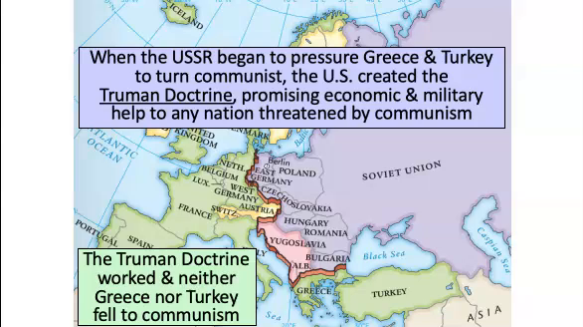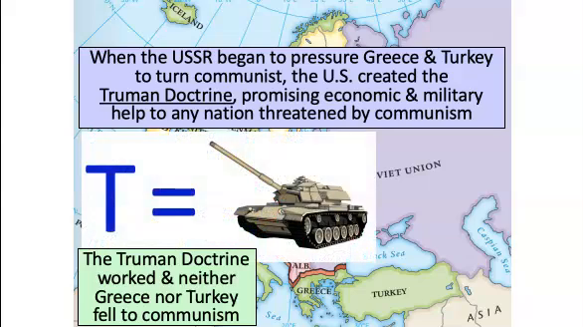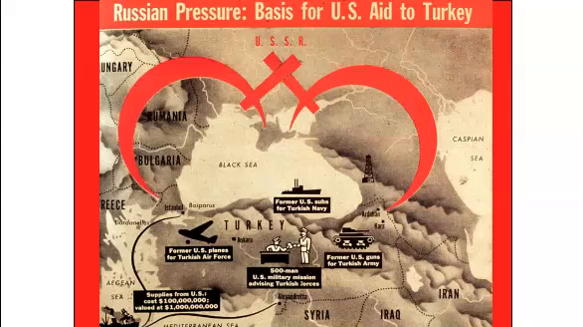Now, the Truman Doctrine worked, and neither country fell to communism. Now, an easy way to remember the Truman Doctrine versus the next one I'm going to tell you: Truman provided tanks. That's that military aid. So they were facing that pressure from the Russians, and that's the basis for the U.S. aid to Turkey. And by the way, we gave them a lot. Nearly $400 million in aid went to these two countries.